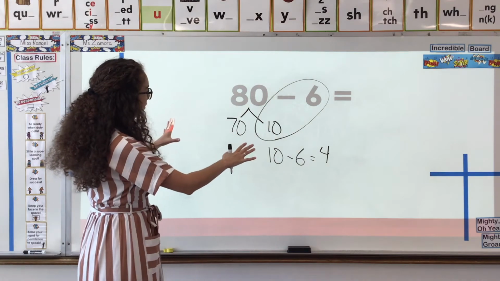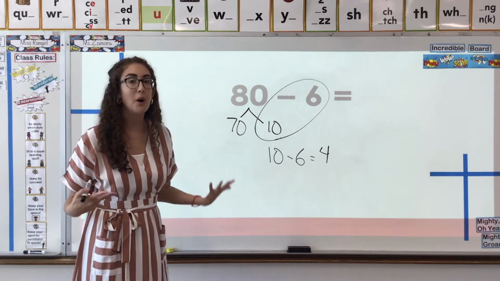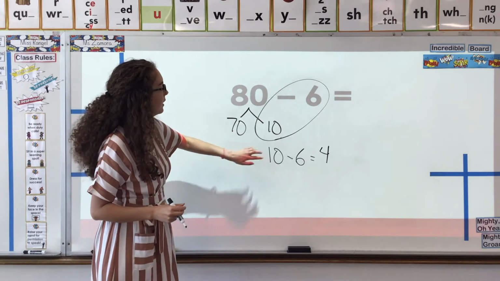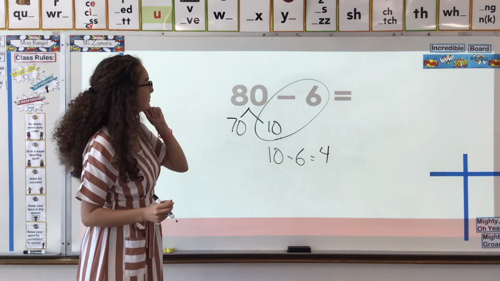So take a look. What's left over? What numbers or parts of a number have we not used? We used the 10 and the 6. What's left?